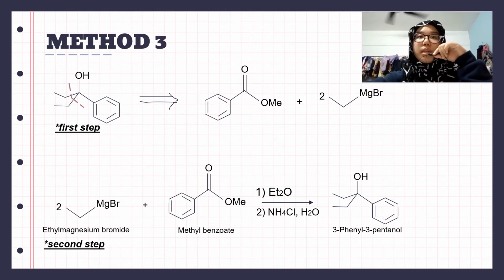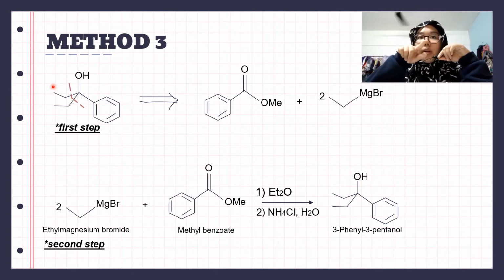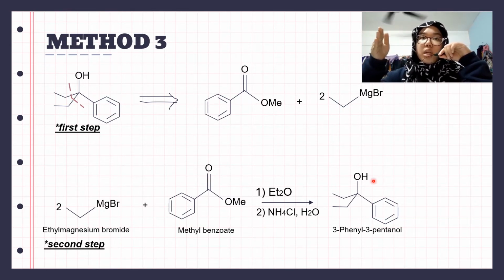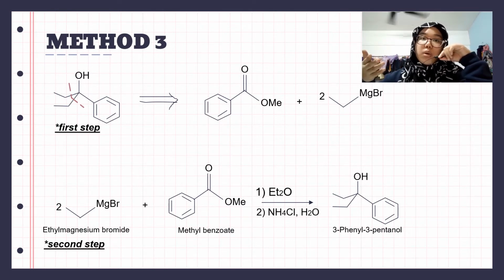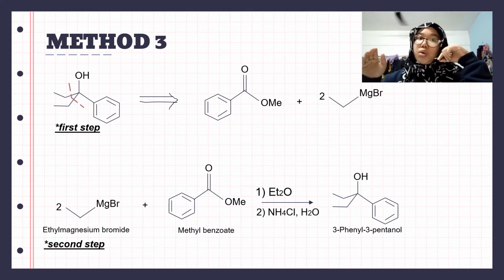For our last method, it will become like this on the first step, the retrosynthetic analysis. As we can see here, the dotted line cuts on both ethyl parts. So this will give us the products, which are ethyl magnesium bromide and methyl benzoate. Just like before, for our second step, the synthesis step, the reaction will be like this. When ethyl magnesium bromide reacts with methyl benzoate, it will produce 3-phenyl-3-pentanol. I hope you understand what I'm trying to tell you. But if you cannot understand it, just take a look at our textbook, page 555 until page 556, or you can look further on YouTube.